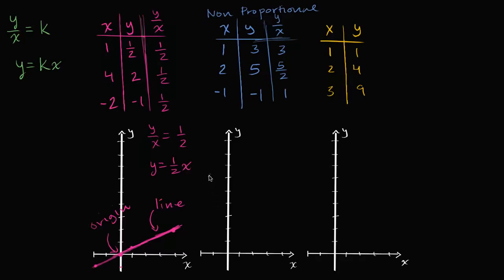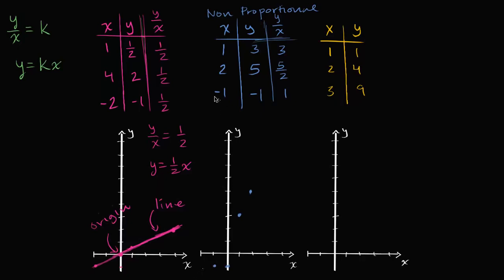But let's graph this just for fun to see what it looks like. When x is 1, y is 3. When x is 2, y is 5. And when x is -1, y is -1. I forgot to put the hash mark right there. It was right around there.